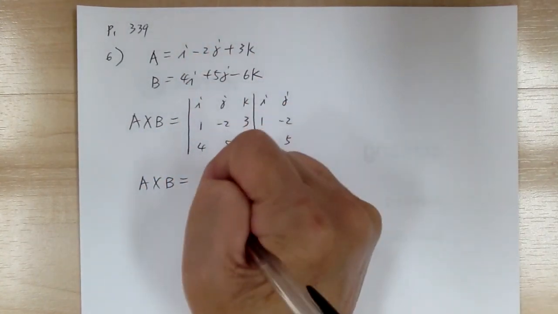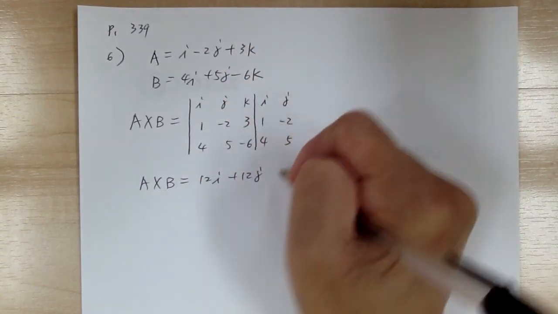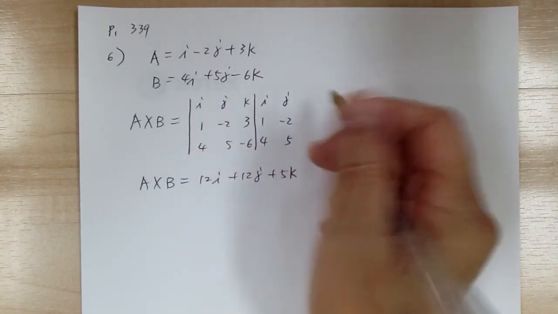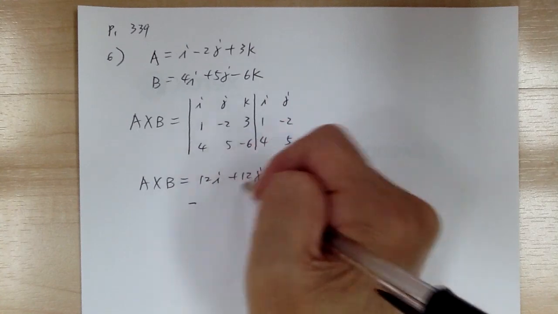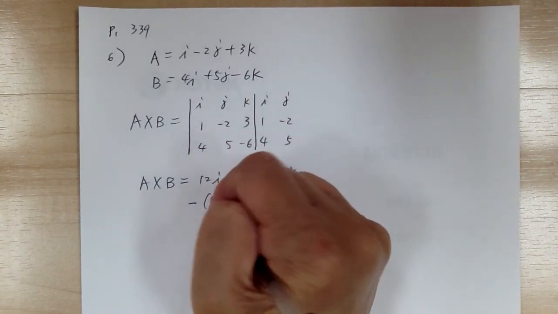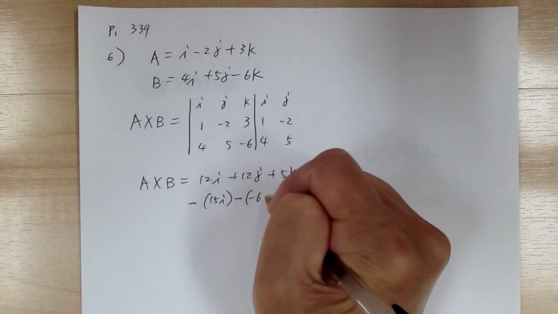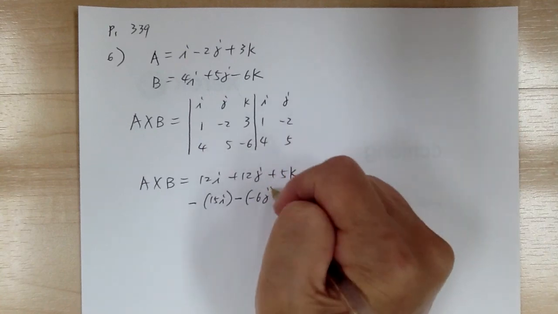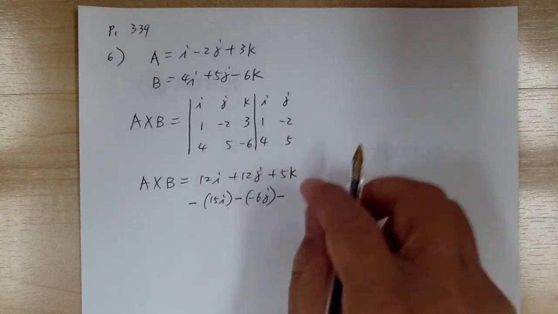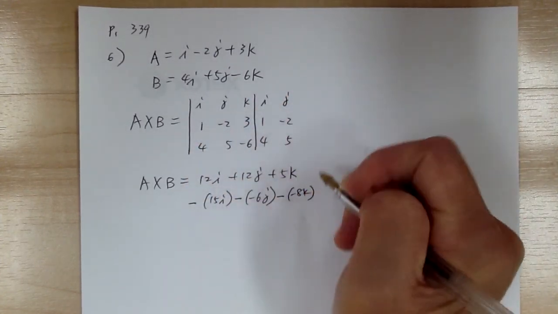So this diagonal is 12i. This would be plus 12j. This would be 5 times 1 is 5, so plus 5k. Then you do the negative, and notice that none of the i, j, and k. So negative going this way, so that's 15i minus negative 6j. Now the reason I put this in parentheses, just in case there are multiple negatives, so you can keep track. So minus, the k would be minus 8k.